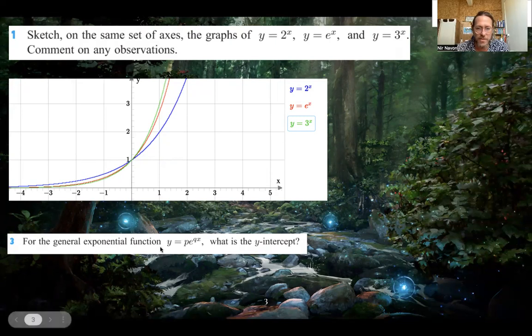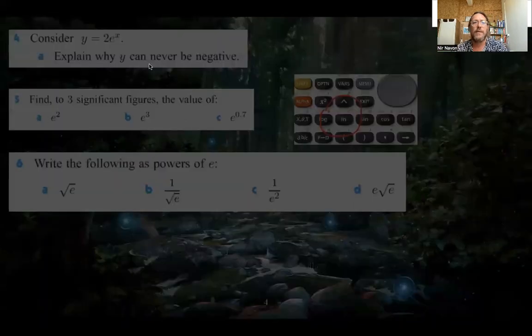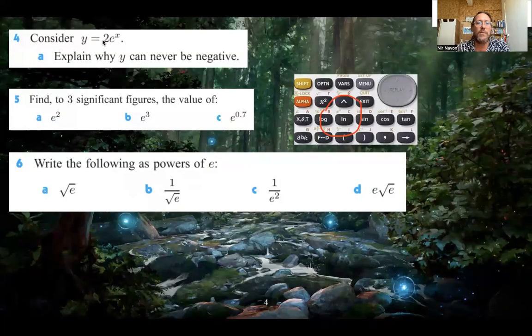For the general exponential function, y equals p times e to the power of qx, what is the y-intercept? So that is (0, 1). Consider y equals 2 times e to the power of x. Explain why y can never be negative. Because 2 is a positive number, and we just saw that any exponential function in this form will always be positive.